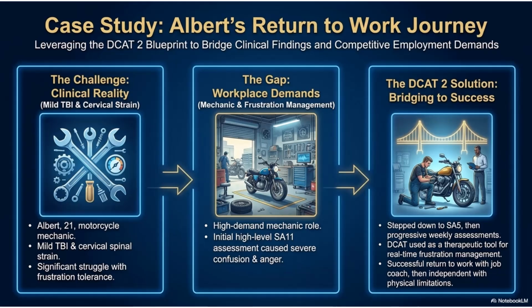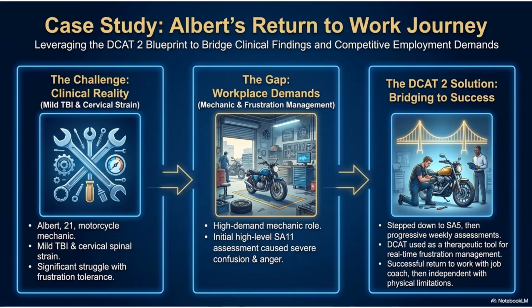Slide 5 brings us to Albert, a 21-year-old motorcycle mechanic with a mild traumatic brain injury and cervical spinal strain. Albert struggled significantly with frustration tolerance. Initially, the therapist administered a high-level assessment, Situational Assessment 11, which resulted in severe confusion and anger. This was captured on video.